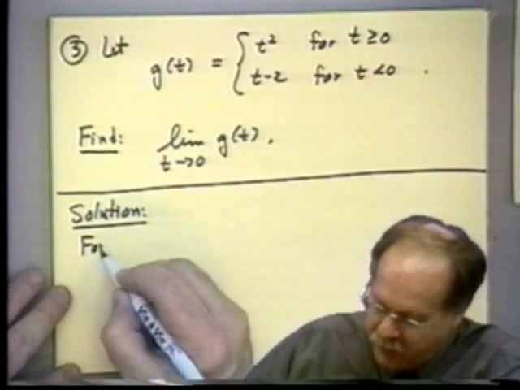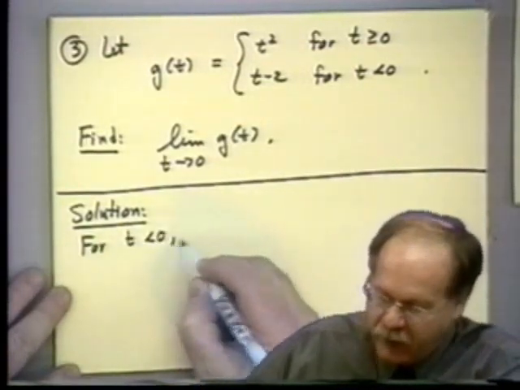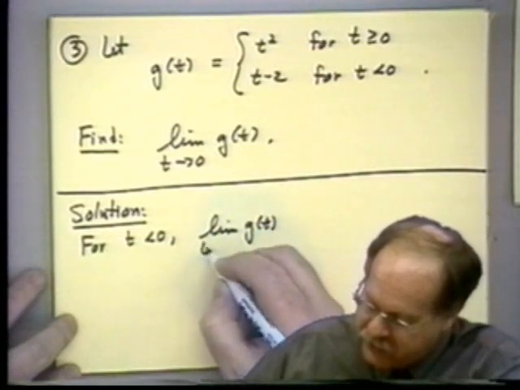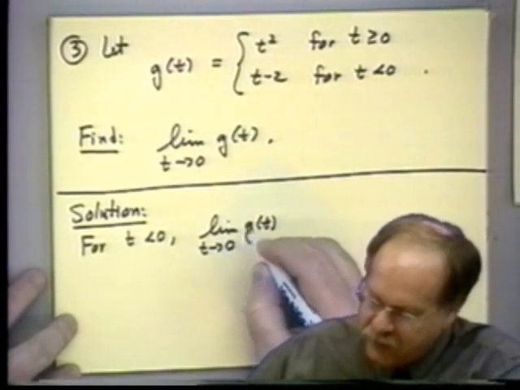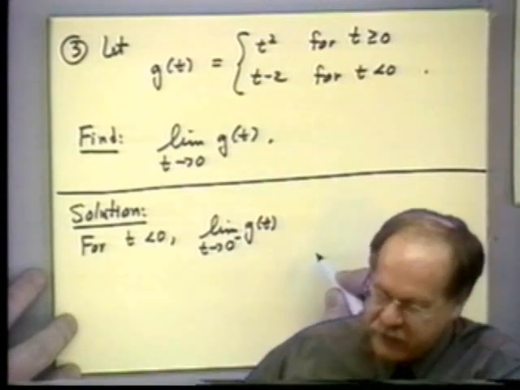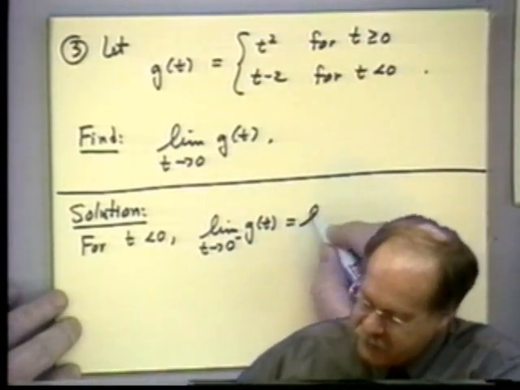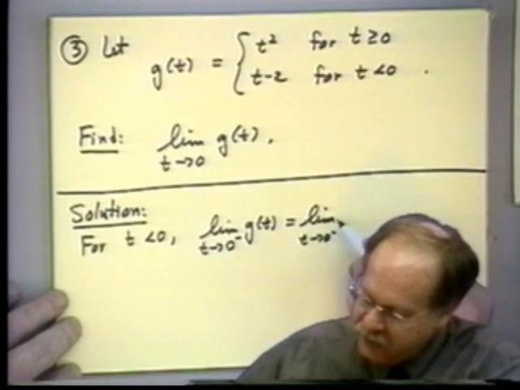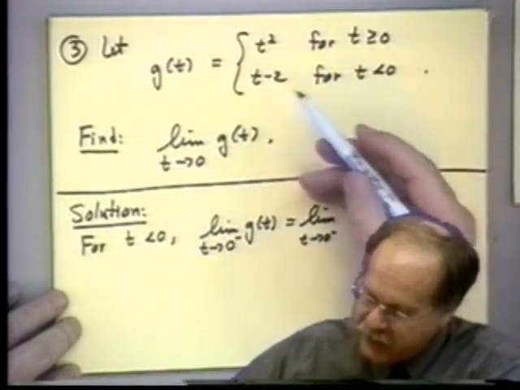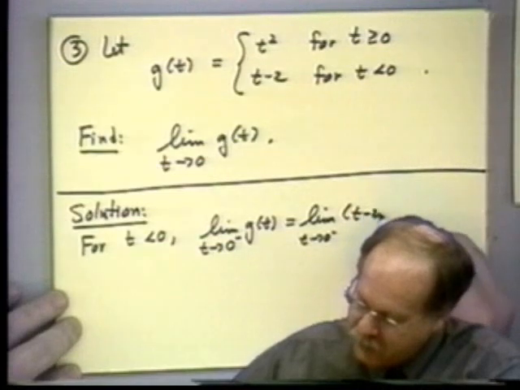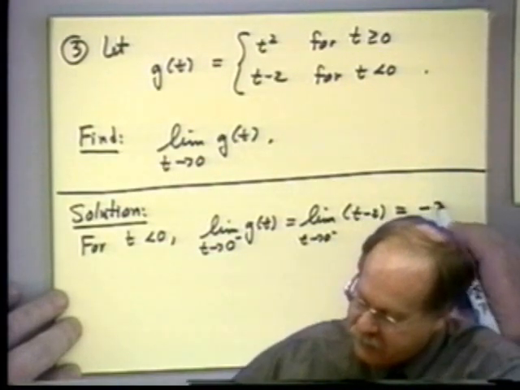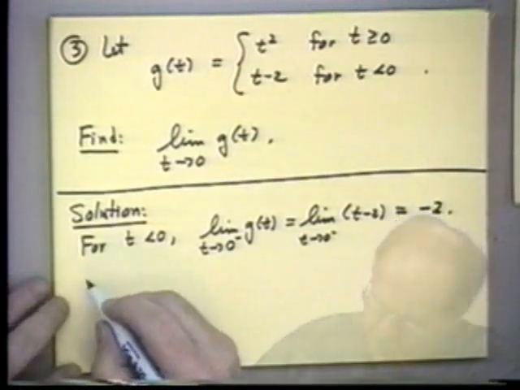So, for t less than 0, the limit of g of t, as t is approaching 0 from the left, so I want to approach 0 with the little minus sign up there. What is that specifically? As t approaches 0 from the left, g of t is t minus 2. So it's t minus 2, and again with the polynomial I can just put the number in. That simply becomes minus 2.